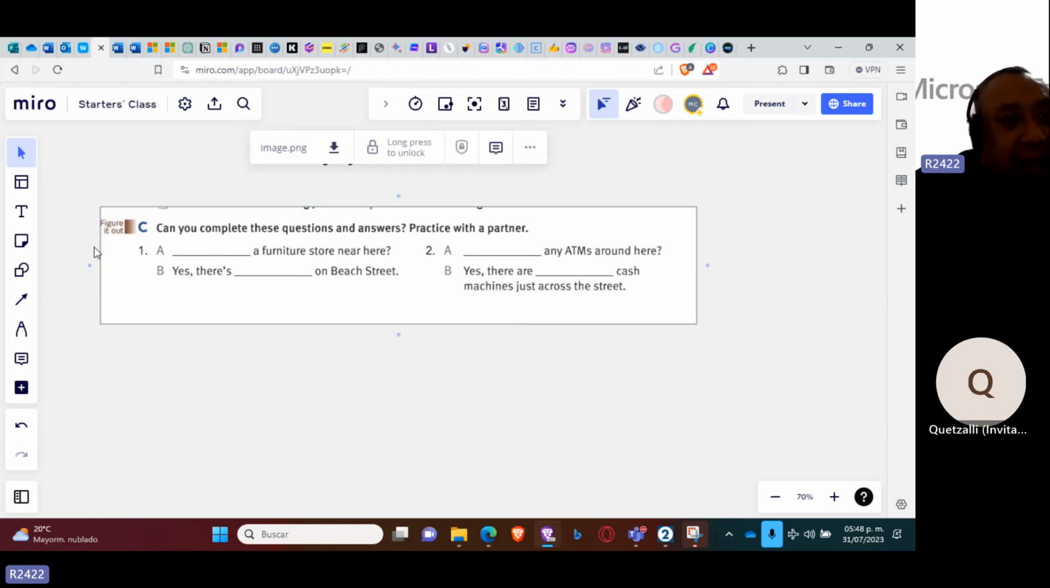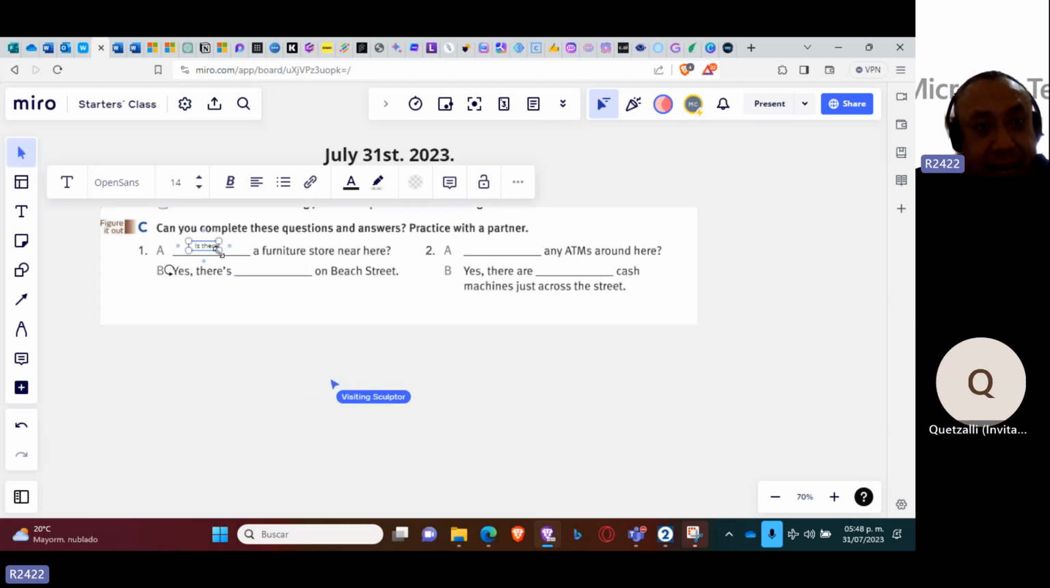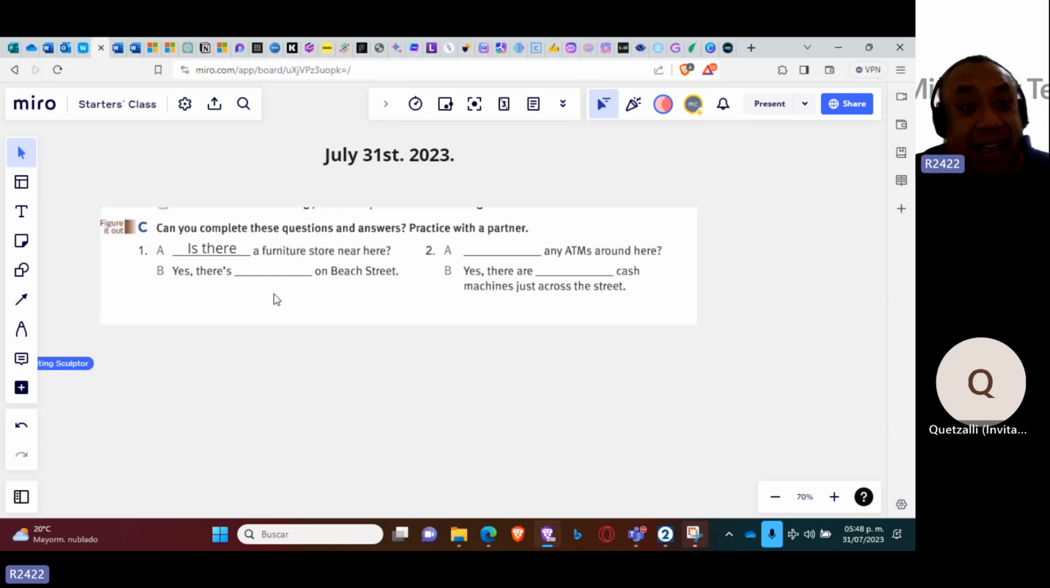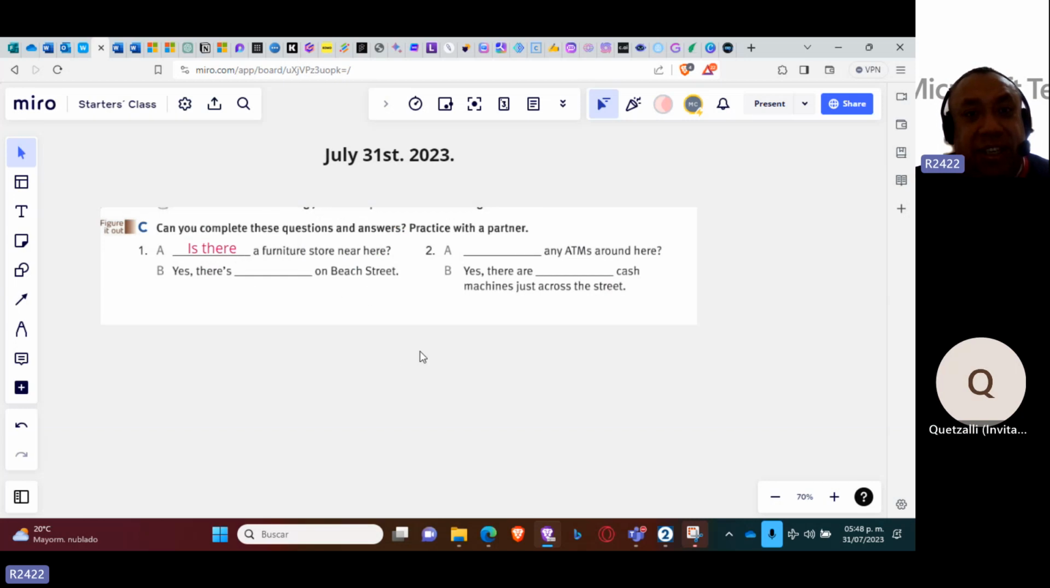Es que se pone por ahí, ¿sí? Mira, aquí con la letra T es el texto, lo seleccionas y ya te va a poder escribir. Okay, ahí está. Very good. A ver si te deja, si no te ayudo. Exacto. Fíjate, yo tiendo a hacerlo un poquito más grande. Ahí está. Is there a furniture store near here? Yes, there is. On Beach Street.